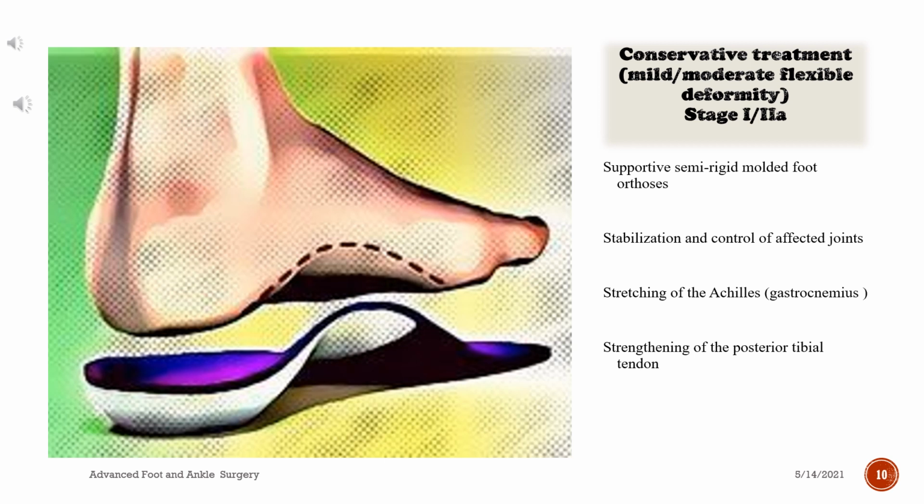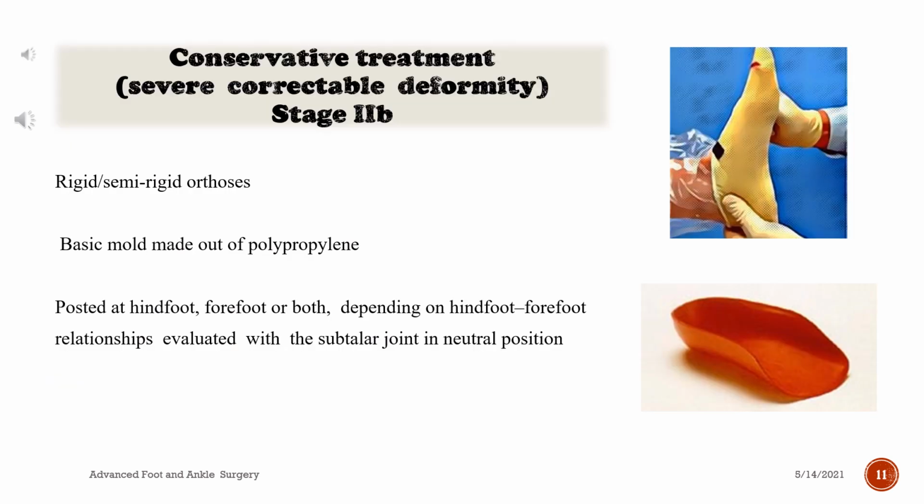Stretching of the Achilles and gastrocnemius. Strengthening of the posterior tibial tendon. Conservative treatment for severe correctable deformity, stage 2B: rigid or semi-rigid orthoses, a basic mold made of polypropylene, posted at the hindfoot, forefoot or both, depending on hindfoot-forefoot relationships evaluated with the subtalar joint in neutral position.